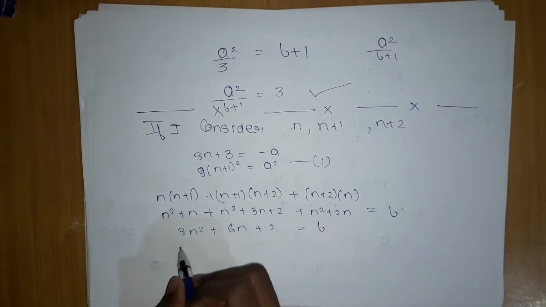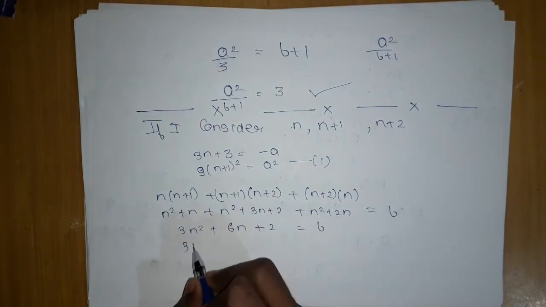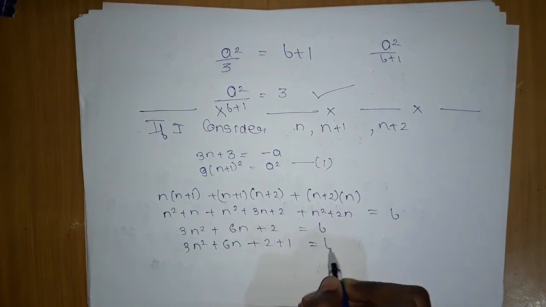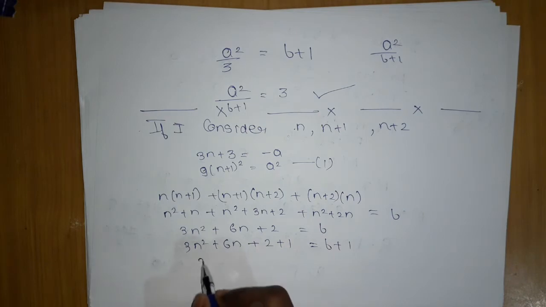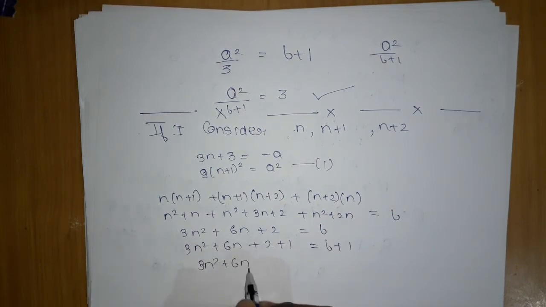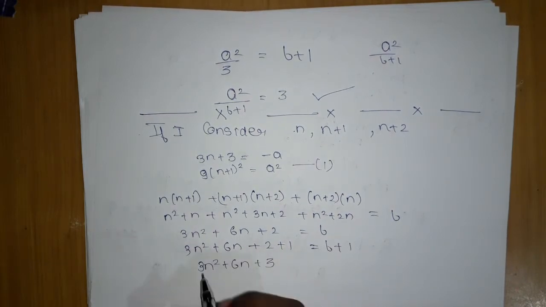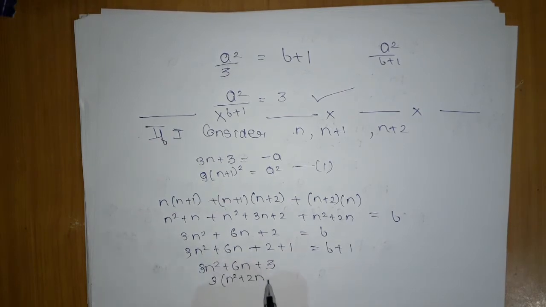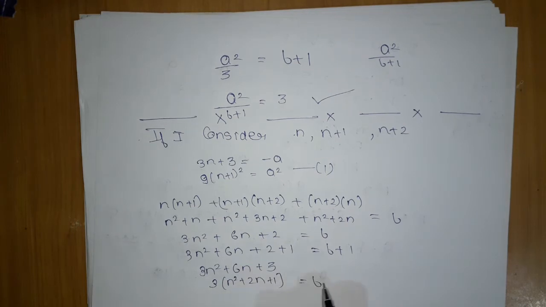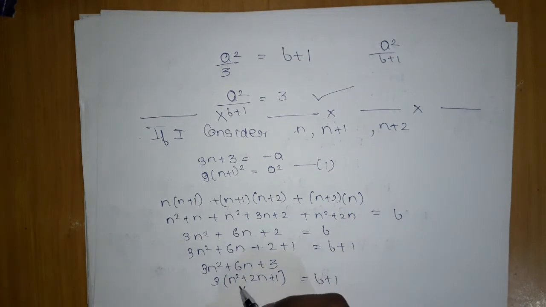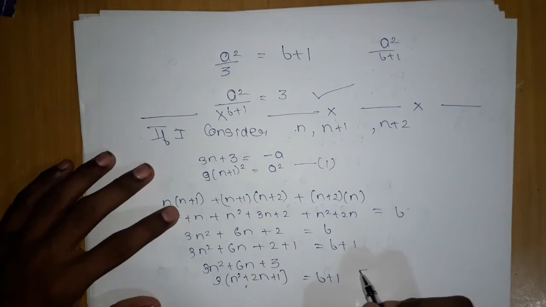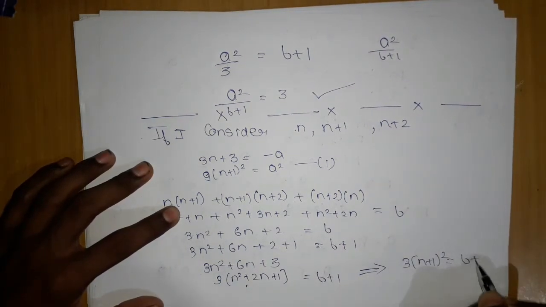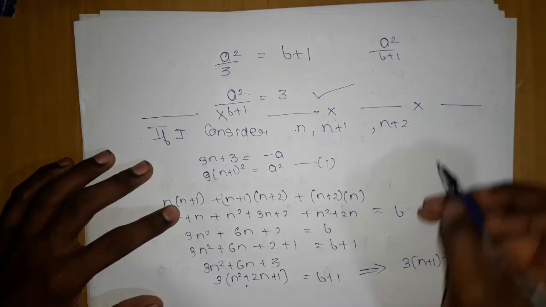Now we want b plus 1, so if I add 1 on both sides, what do I get? 3n square plus 6n plus 2 plus 1 should be equals to b plus 1. So what are we getting? 3n square plus 6n plus 3. If I bring 3 outside, what do I get? N square plus 2n plus 1. Now this thing is n plus 1 the whole square. So I can write this as 3 into n plus 1 the whole square should be equals to b plus 1.